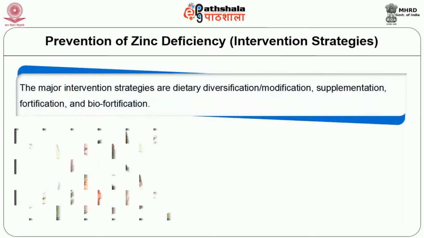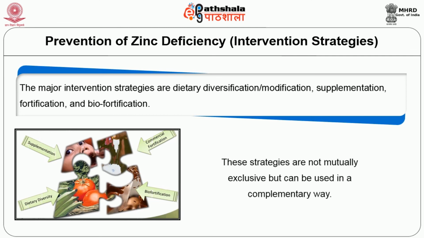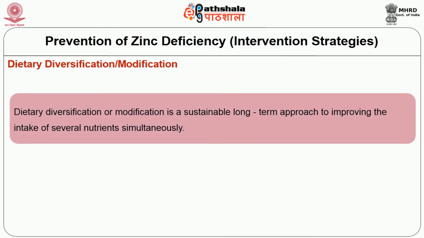So, prevention of zinc deficiency. What are the intervention strategies? The major intervention strategies are dietary diversification or modification of the diet, supplementation, fortification, and biofortification. These strategies are not mutually exclusive but can be used in a complementary way. Dietary diversification or modification is a sustainable long-term approach to improving the intake of several nutrients simultaneously.